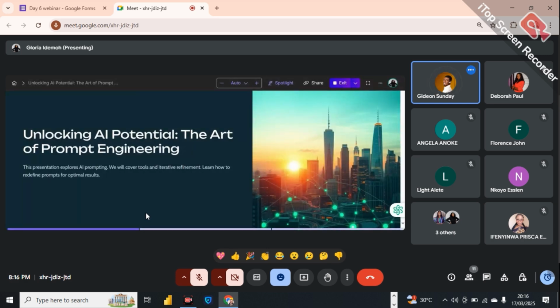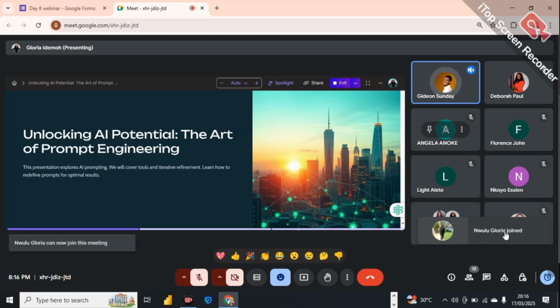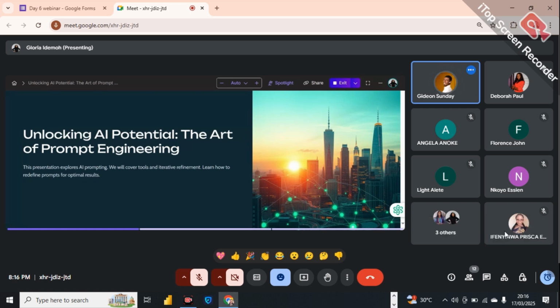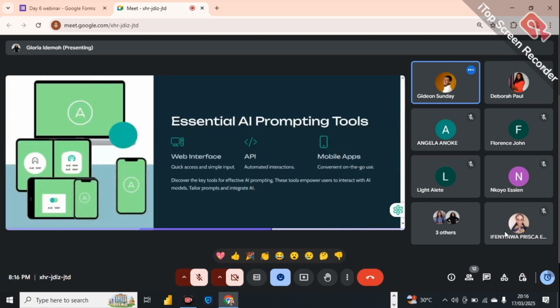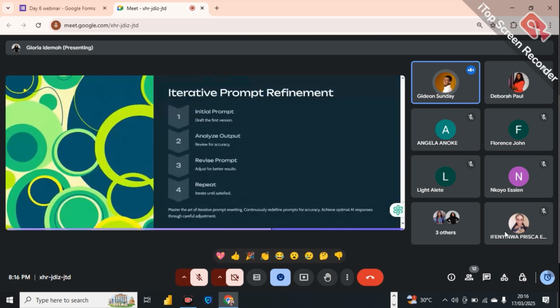From that point, you move into what we call repeat the cycle. Repeat the cycle means that you repeat steps 1 and 2 multiple times, redefining the prompt each time iteratively. What that simply means is that at every point in time, you keep repeating the cycle of initialization and review.